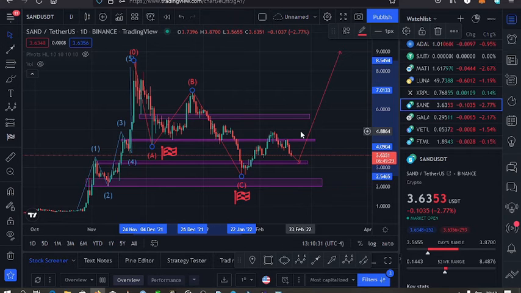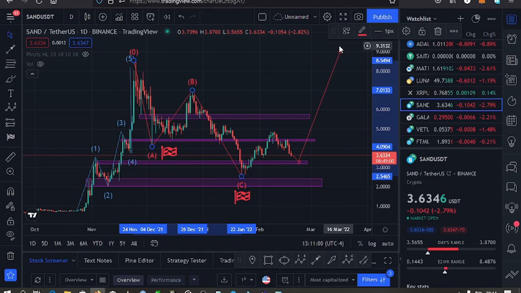It's only time that can tell, because whatever I'm saying here is just based on probabilities. So that is just my opinion. We can touch that support and then have a bounce back to an all-time high, because maybe this is the low of this ABC correction.